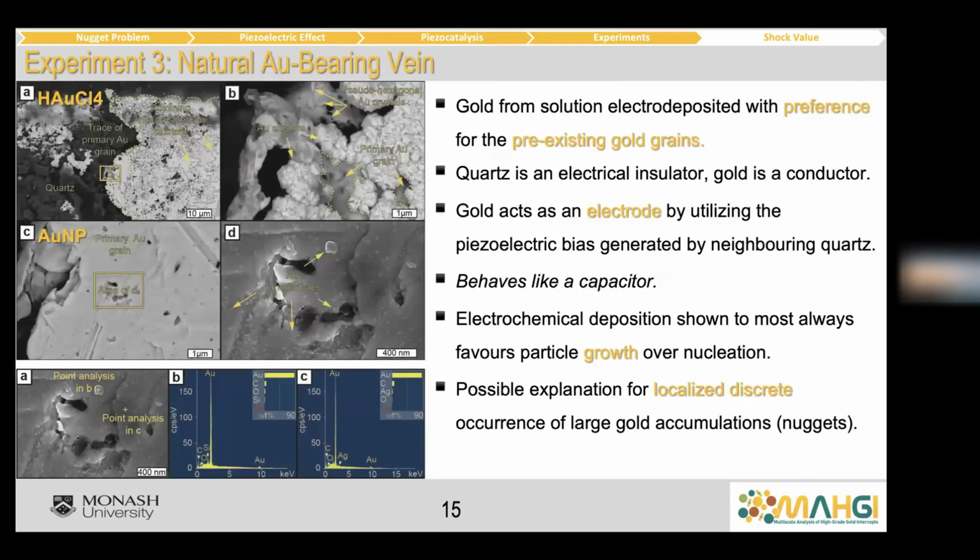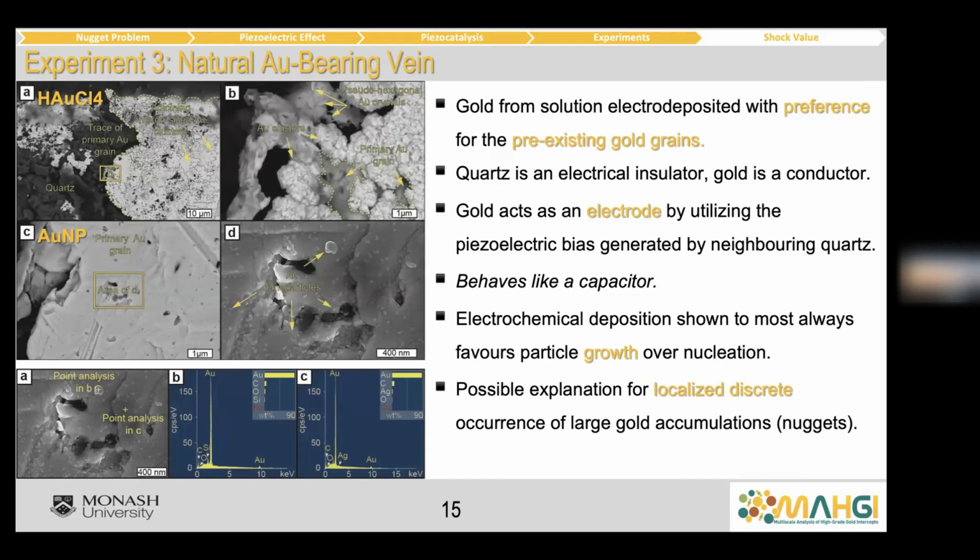And this was probably my favorite one of the experiments. When we had the natural quartz vein that already had gold in it, we had an extreme bias to deposit gold from solution onto the pre-existing gold grains. So rather than nucleating new gold crystals and new little grains, we would only grow on the pre-existing gold, which I thought was super cool. And then it's kind of obvious. I mean, quartz is an insulator and gold's a conductor. So if a voltage is running across it, of course the conductor is going to do more work.